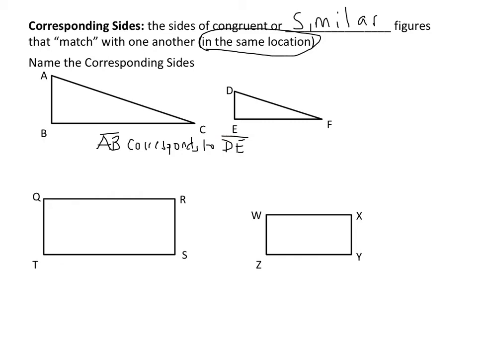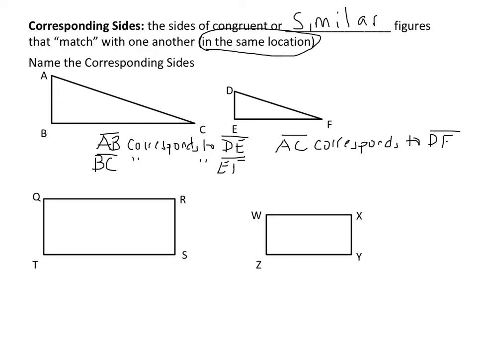Our other sides would be BC corresponds to, instead of writing it all out, EF, and line segment AC corresponds to line segment DF. So now you go ahead and pause the video and see if you can pick out the corresponding sides for our two rectangles.